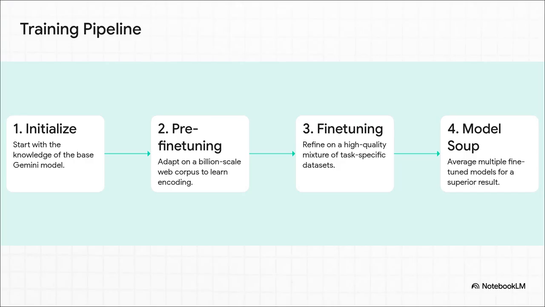The team used a 4-step recipe. First, they start with that massive Gemini foundation. Then they pre-fine-tune it on over 1 billion text pairs to get it ready for these embedding tasks. After that, they refine it even more on super high-quality specialized data. And finally, they get to this really cool step called model soup.